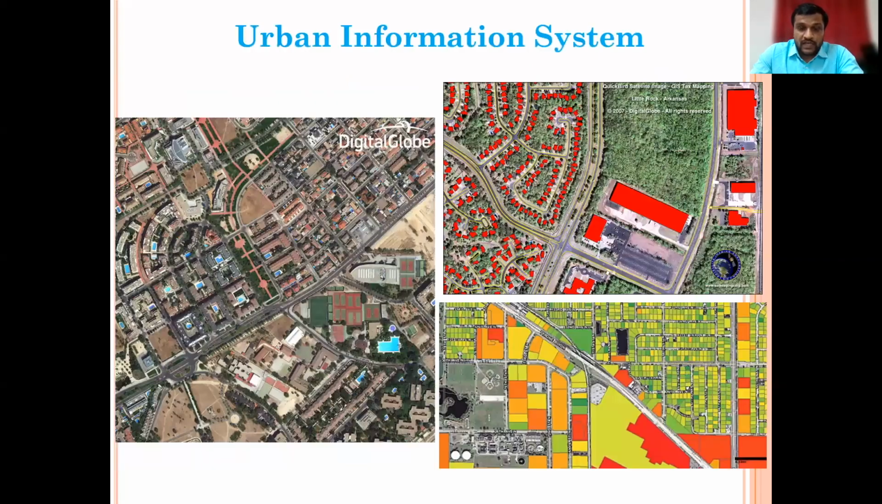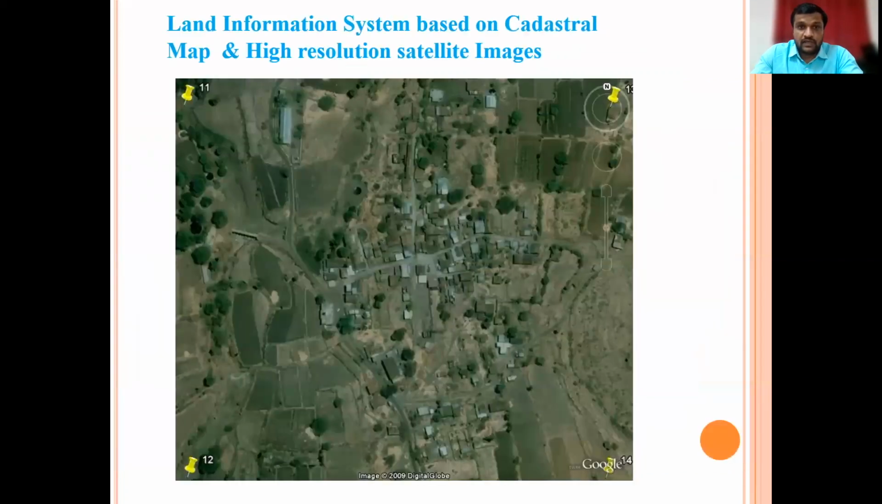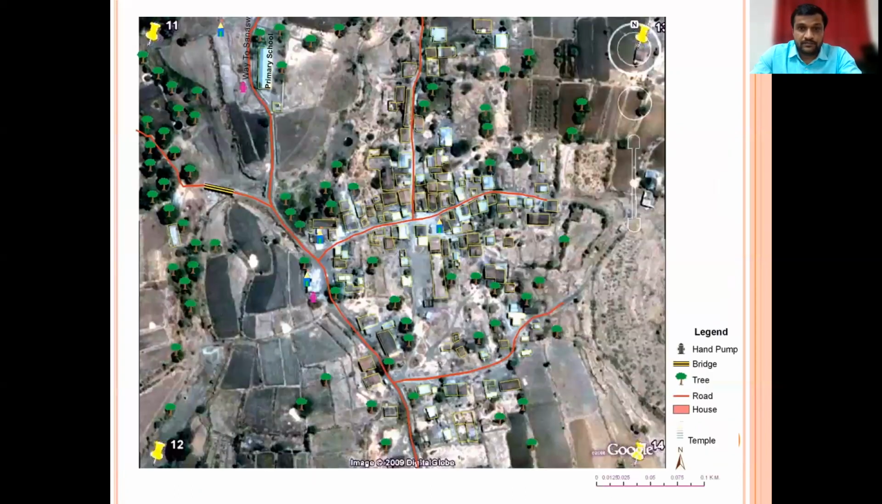Urban information system can be developed using remote sensing images. These are high resolution remote sensing images that can be used to develop an urban information system for getting better, detailed information about different urban features. Okay, land information system can be developed on the basis of cadastral mapping. High resolution satellite images can be used for developing the land information system.